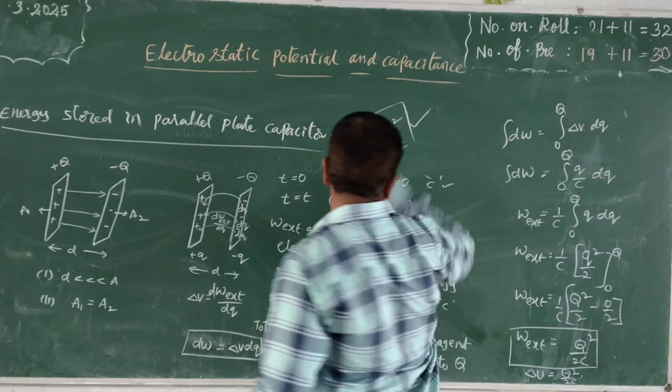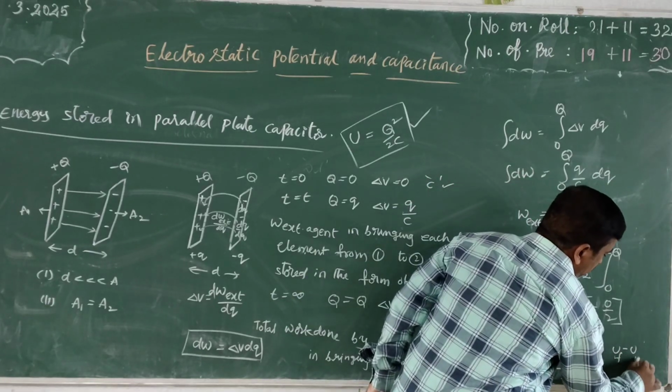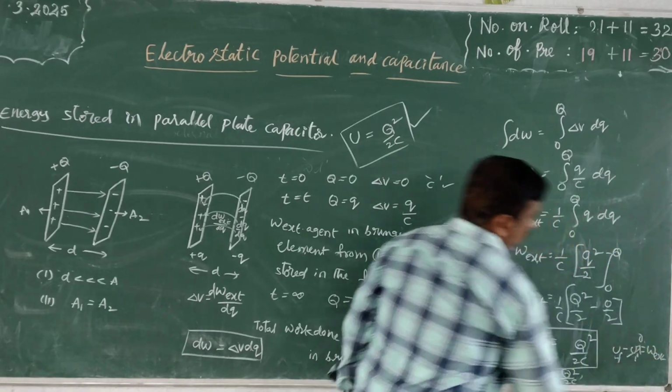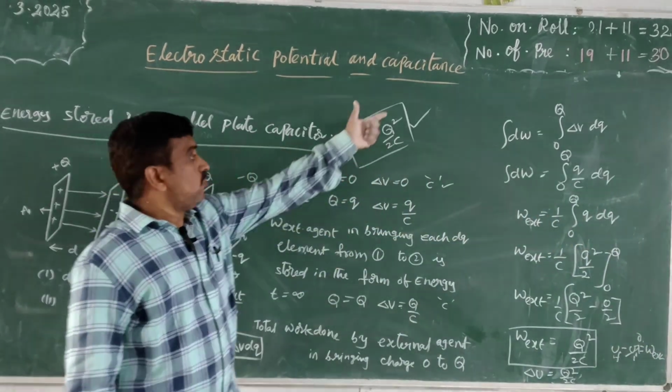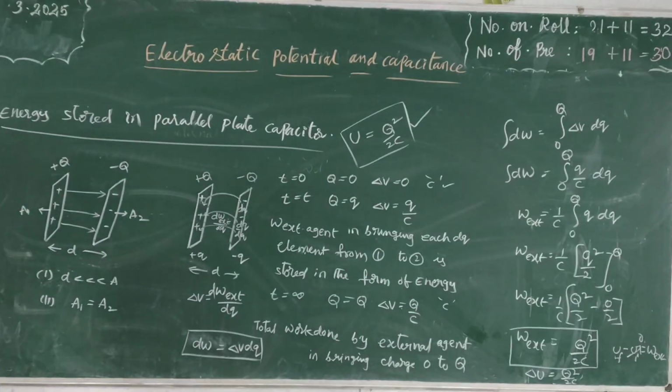We can write delta u means u final minus u initial, that equals work done by external agent. U initial is 0. So we can write u equals q square by 2c. What is the energy stored in the parallel plate capacitor? U equals q square by 2c.